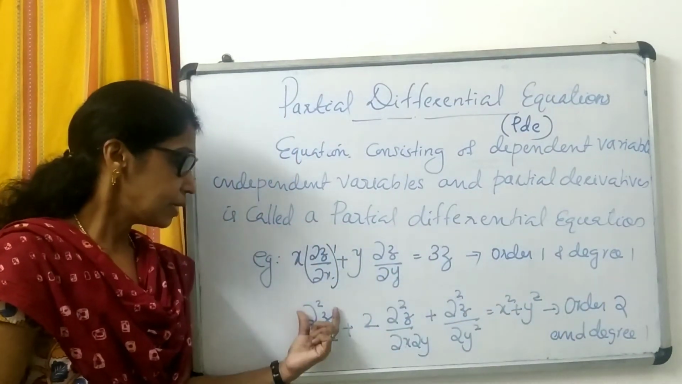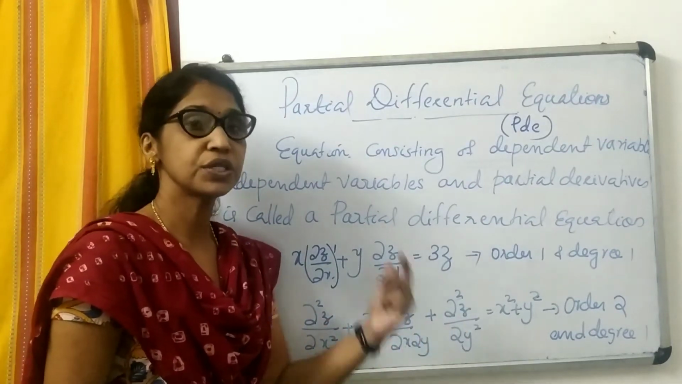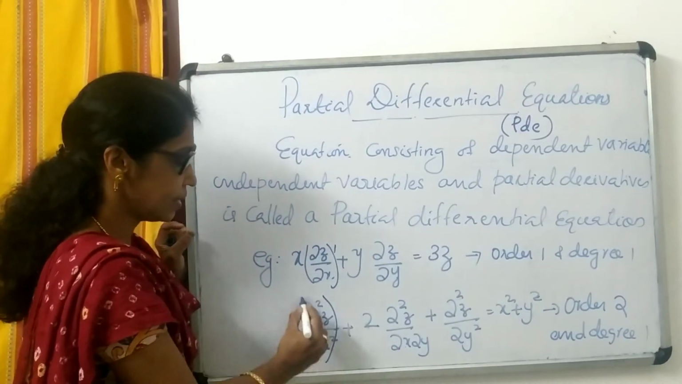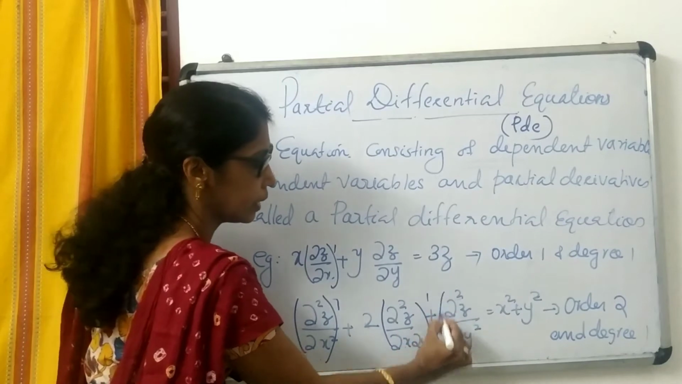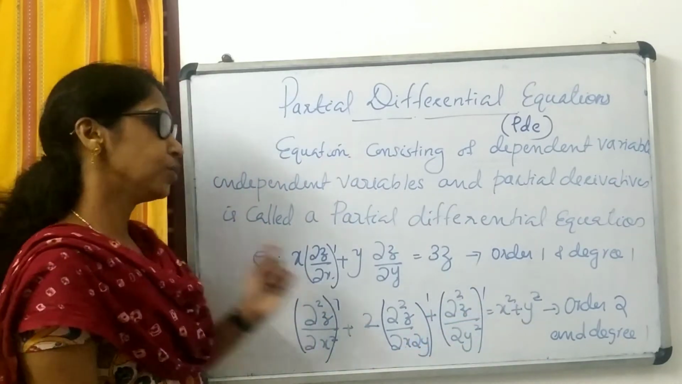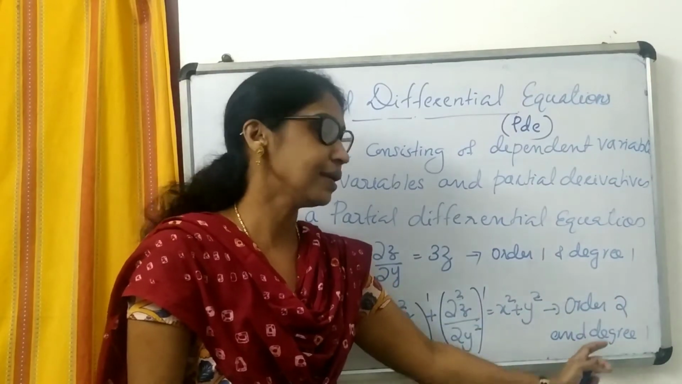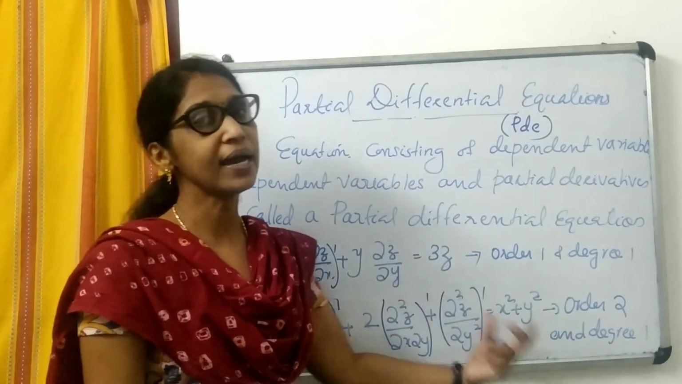Here, in the second equation with ∂²z/∂x², the order is 2 and the degree of the highest order derivative is 1. All these derivatives are of degree 1. So the order of this differential equation is 2 and the degree is 1. These are the definitions of PDE, order and degree.